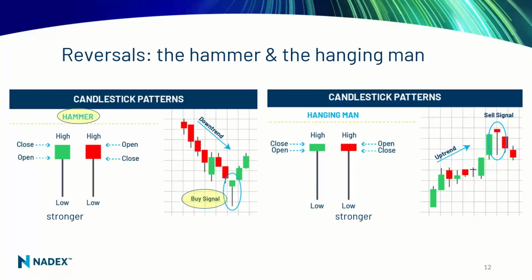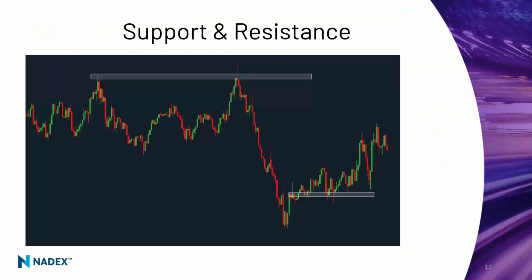Oh, and a quick review, a hammer is a buy signal in a downtrend, and a hanging man is a sell signal in an uptrend. And I'll just say an upside down hanging man is actually called a shooting star. That would also be a sell signal in an uptrend. All right, so now let's talk about support and resistance.